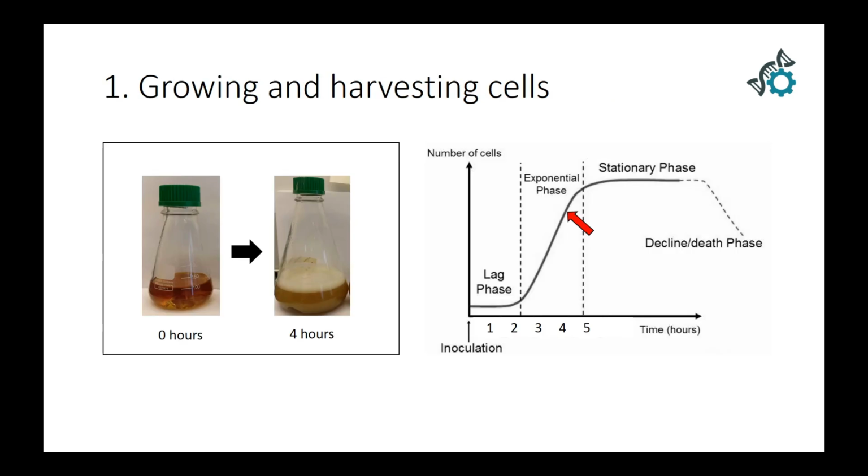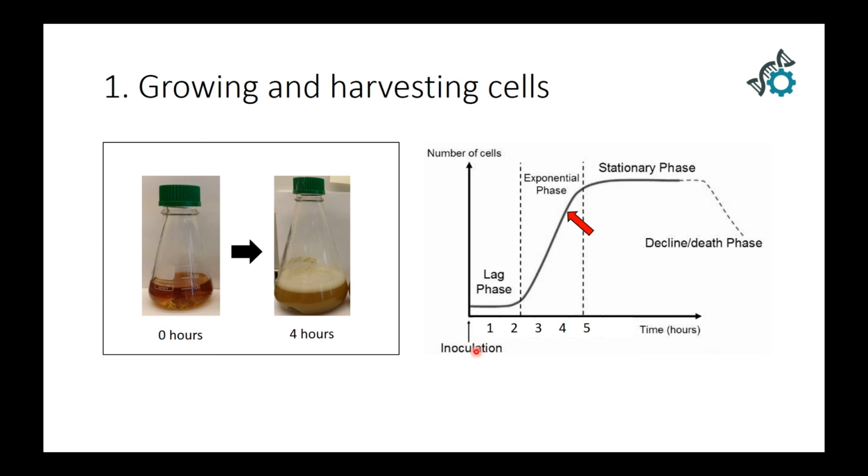The first step is, of course, producing some cells. And you will start out with a culture like this, with some fresh cultivation broth, and you will add some cells. After 4 hours, you should get a milky or an opaque culture like this, and then we need to harvest the cells. This has to happen at an optimal time point, and you can figure out when to harvest your cells by measuring the optical density of your culture. It's important to harvest the cells at the correct time point.